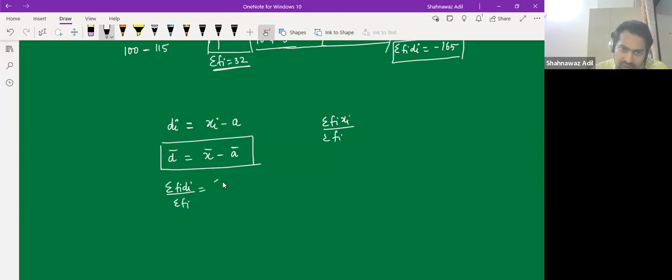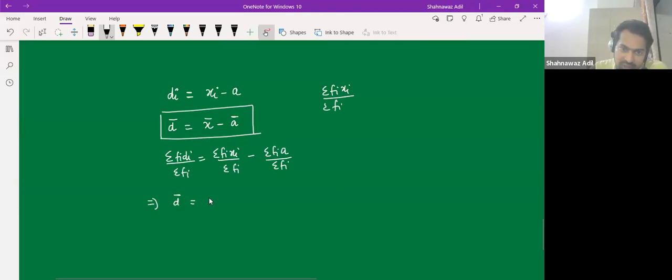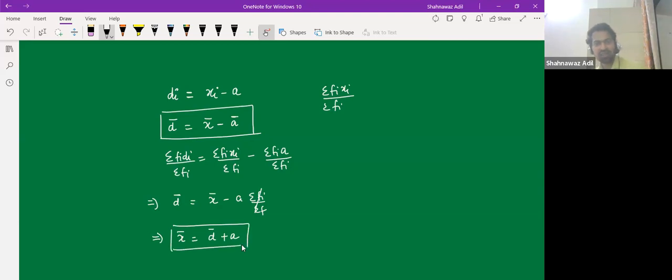x bar would be summation fi xi divided by summation fi, and a bar would be summation fi a divided by summation fi. So this is d bar, this is x bar, and I can take a common, and this is fi by fi, so this part gets cancelled, and x bar would be d bar plus a. Is this part clear, or do you have any doubts?